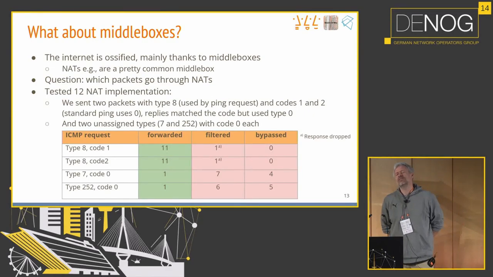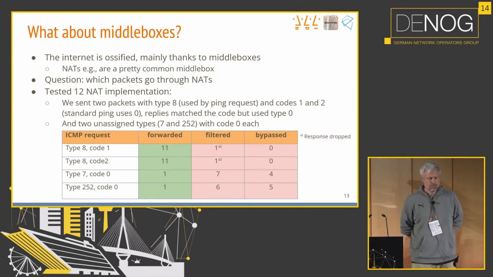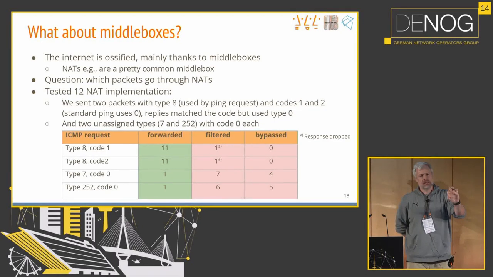And most of the NAT implementations are home routers, basically. One filtered the response, but most of them just worked on today's internet with the NAT implementations we tested. A new type worked in one of those NAT implementations, and filtered means the response doesn't go out. So from your home network to the public internet, the box decides, I don't know this, I'm going to drop this. It doesn't make it into the internet.